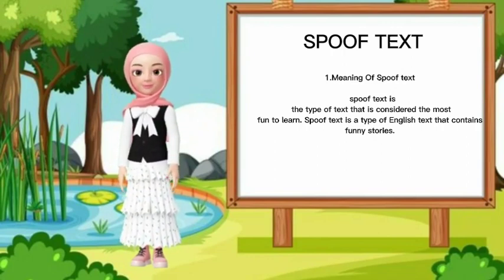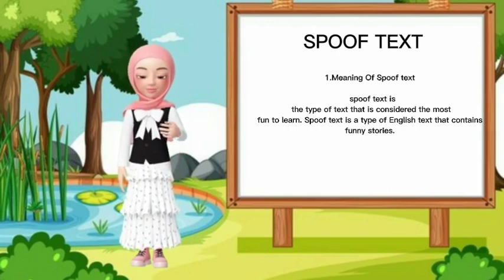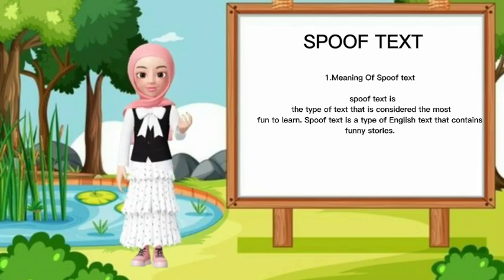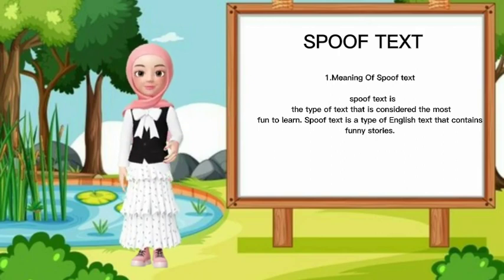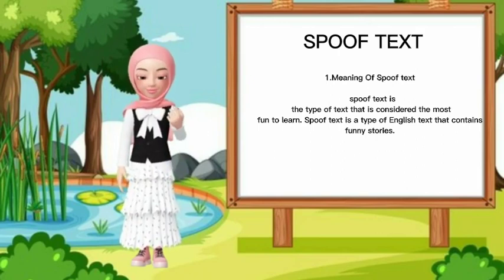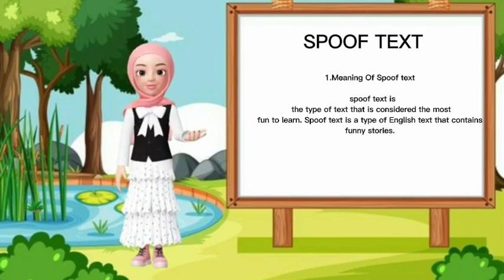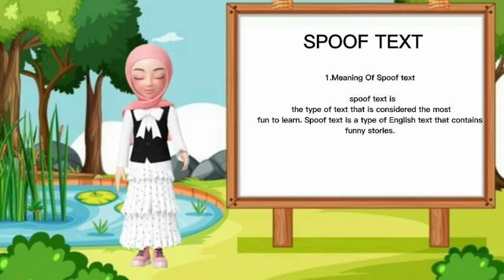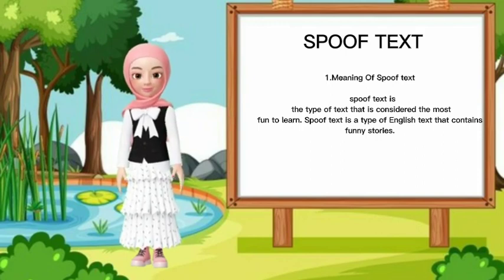The first is meaning of spoof text. Of all the types of English text, spoof text is the type of text that is considered the most fun to learn. Spoof text is a type of English text that contains funny stories. The communicative purpose of this type of text is to entertain the reader to share it. Nah, spoof text adalah cerita yang dimana di bagian akhirnya itu ada twist atau kejutan, dan kejutannya ini tidak terduga.